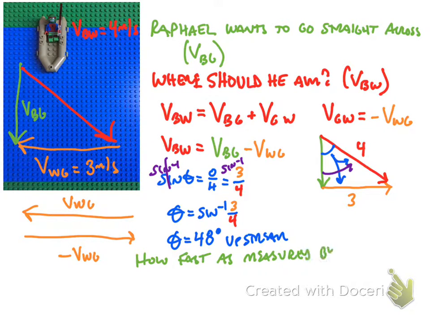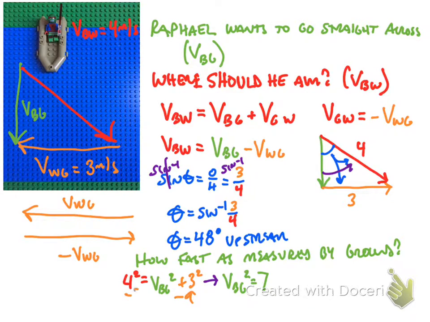And if we're wondering how fast he would be measured by the ground, well, we can do the Pythagorean theorem again. But just be careful. This time 4 is not one of the sides. 4 is the hypotenuse. So when we do this, we find out that the velocity boat ground squared is 7, because 4 squared was 16, and then we subtract 9 from both sides, so we get 7, which gives us velocity boat ground is 2.6 meters per second.